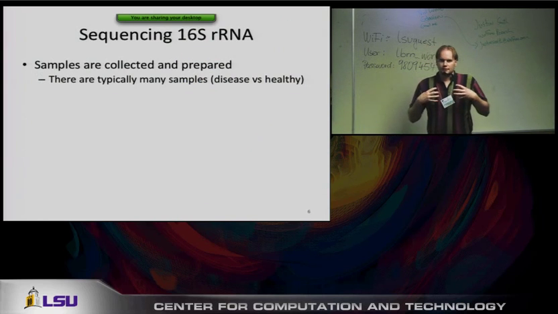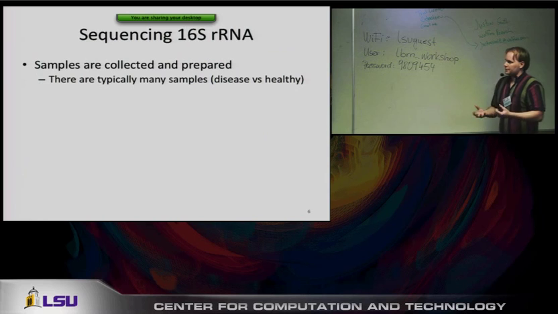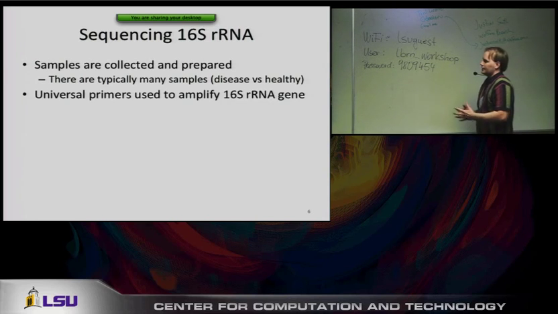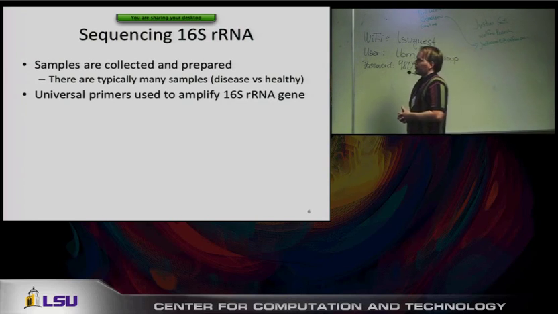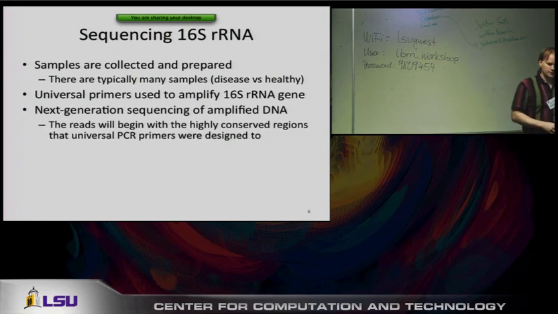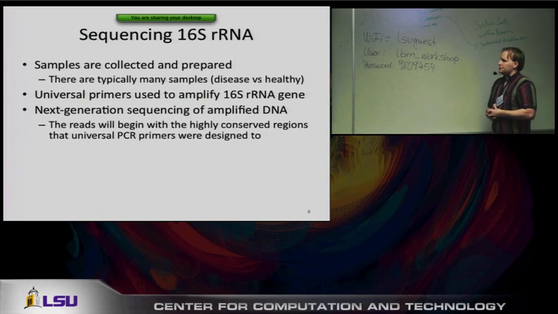So the basic protocol for these experiments that we do: the samples are collected and prepared, and you're typically going to have many samples. What we're looking at primarily is diseased versus healthy patients in a variety of different diseases. And then you use your universal primers to amplify the 16S ribosomal RNA gene from your community. Then you use next generation sequencing of that amplified DNA.